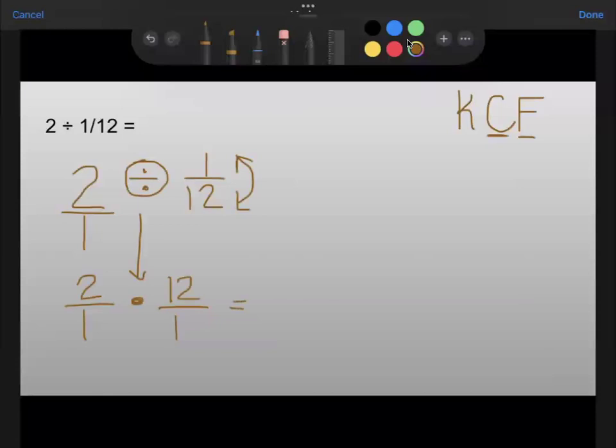So now I can multiply these just like we did in a previous video. 2 times 12 is 24, and 1 times 1 is 1. Remember, when you're multiplying fractions, you don't have to have the same denominator. We do here, but we don't have to. 24 over 1 simplifies to 24 as a whole number. Any number over 1 is the same as that number as a whole number. My final answer here for 2 divided by 1/12 would be 24.